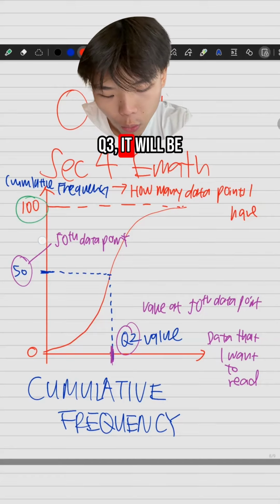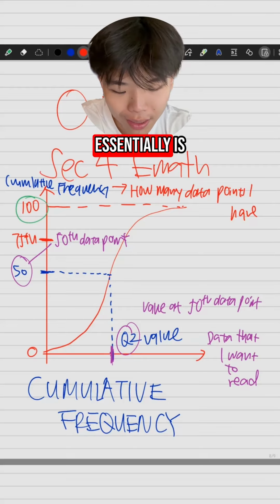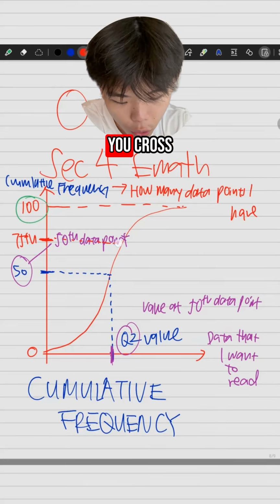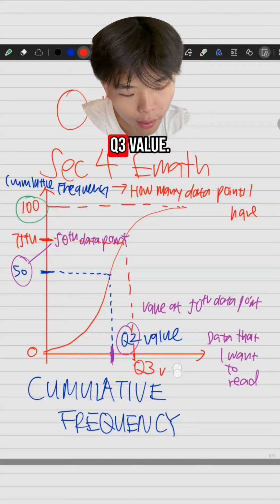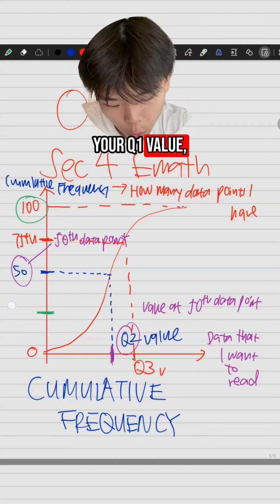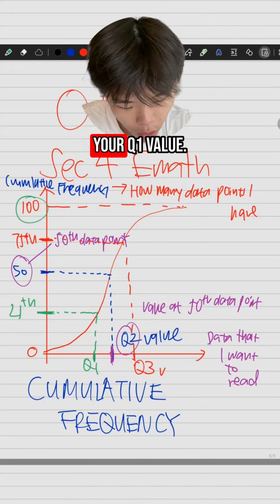And then for Q3, it will be in the 75th percentile. So the 75th percentile essentially is the 75th data point. And then from here, you cross reference to this, and then you shoot down, and then here will be your Q3 value. Same thing for your Q1 value, which is in the 25th position. You will shoot right, shoot down, and this will be your Q1 value.